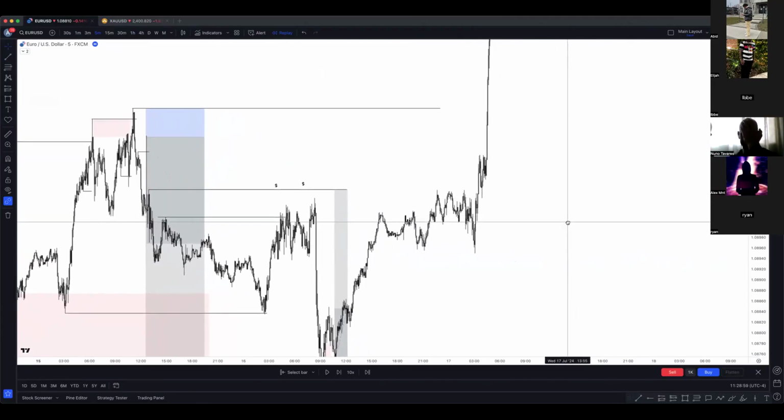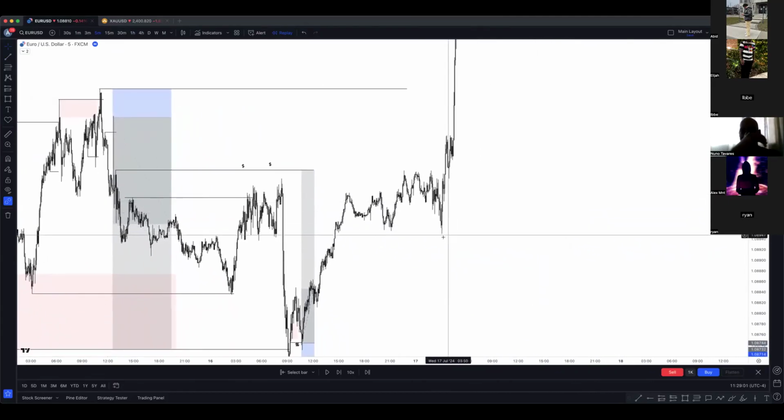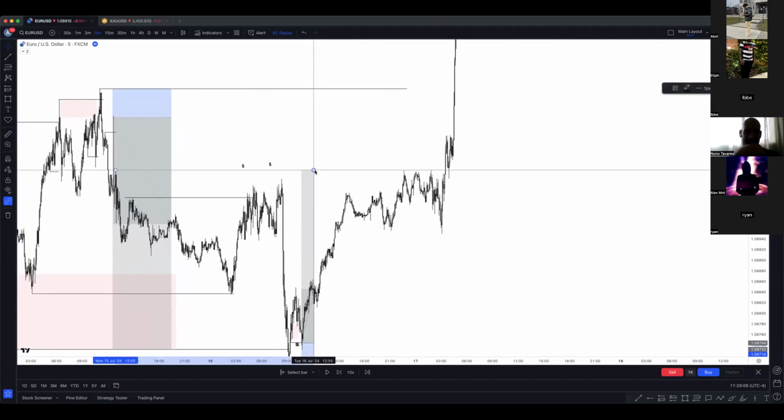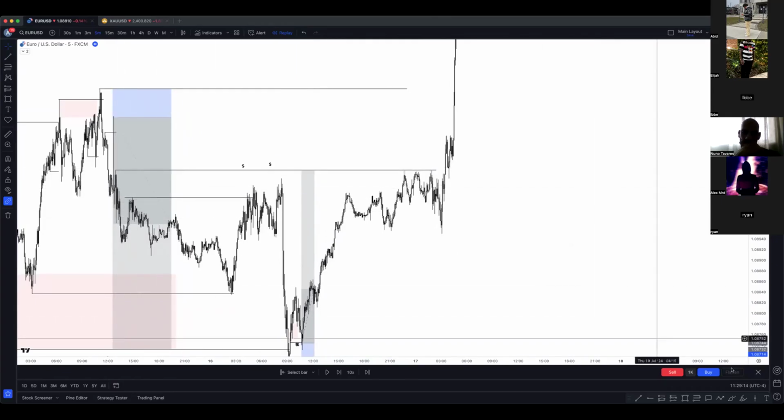Okay, Wednesday 3 a.m. Okay, so the highs over here were swept, okay? However, the market still respects this area right here. Right, so look at it in this perspective.